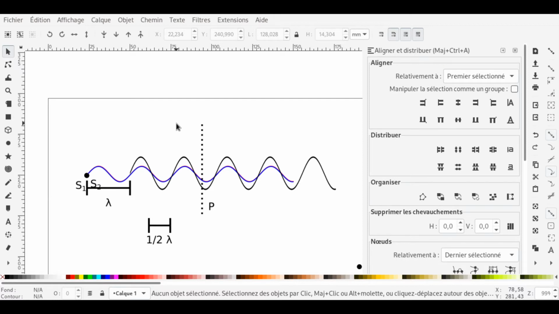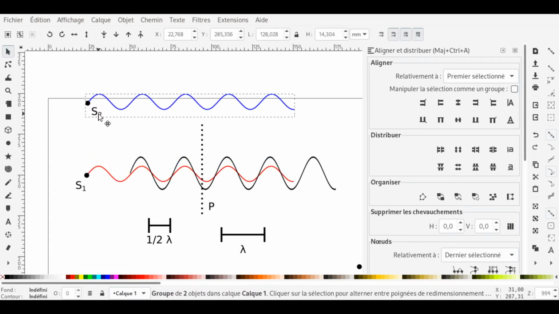Let me start again. Whenever what we'll call the path difference, so the difference between the two distances between each source and the position, differs by an integer times a wavelength, we will have a constructive interference in this case.